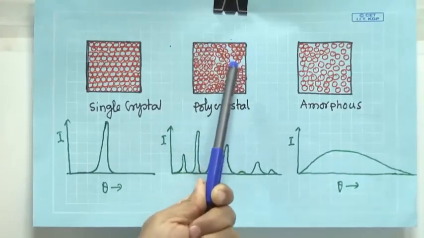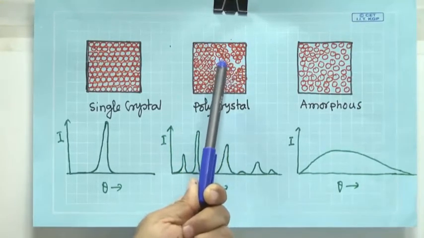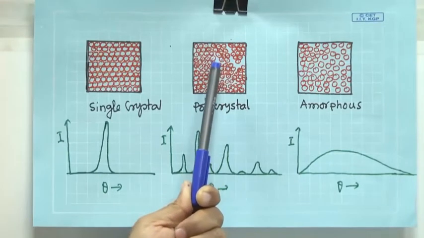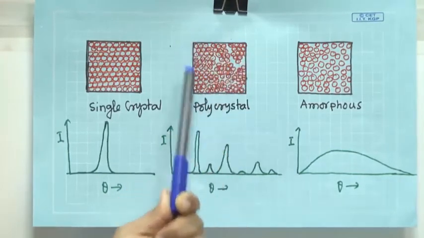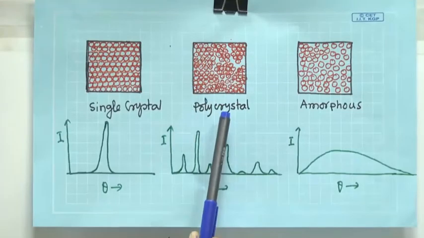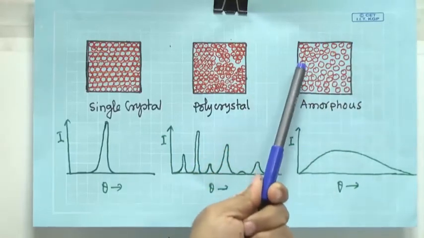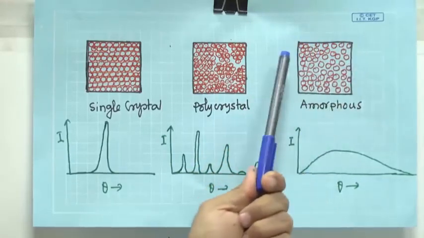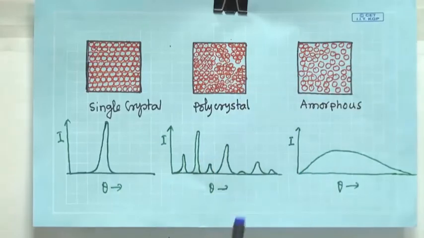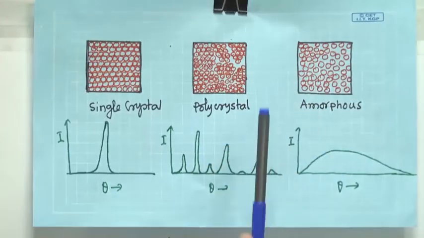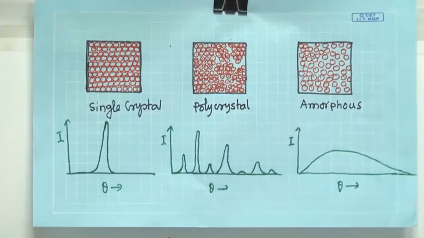So, region-wise they are ordered, but these grains are randomly oriented in the material. Then we call it polycrystalline. And if it is randomly disordered, and you cannot find any ordering of the atoms in this material, then we call it amorphous.